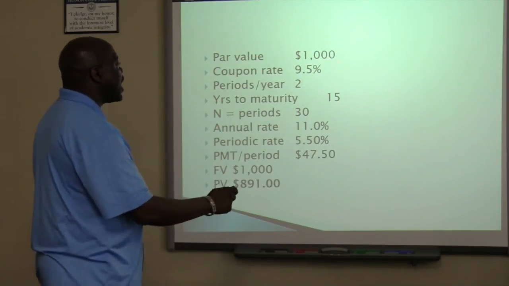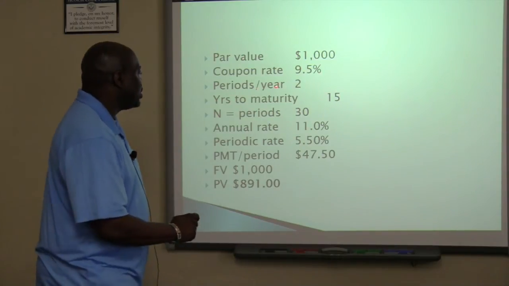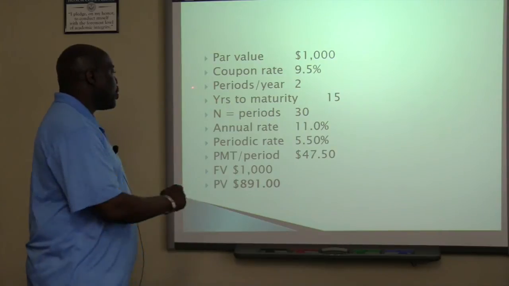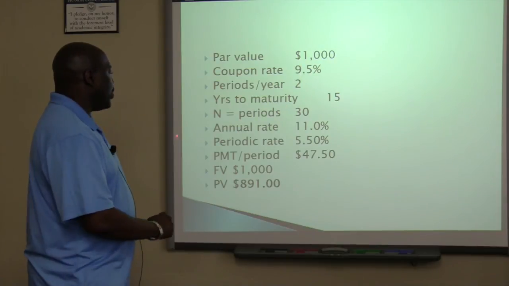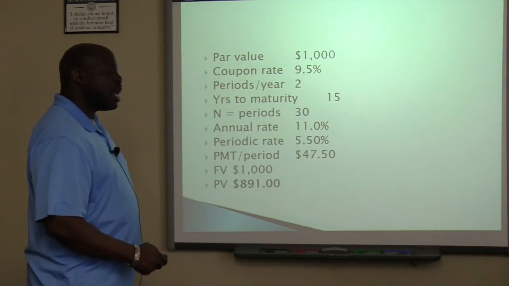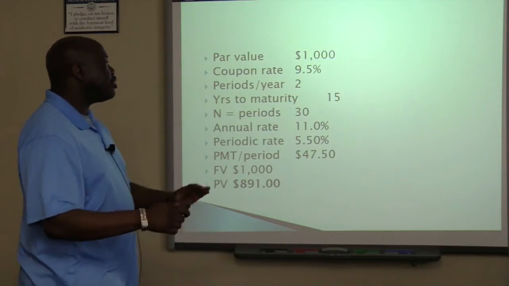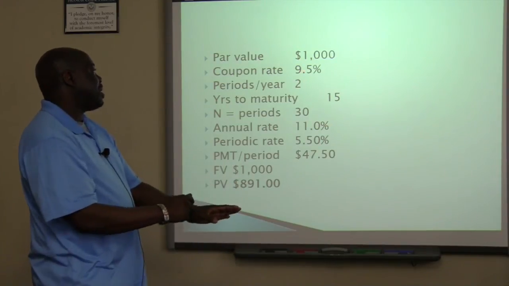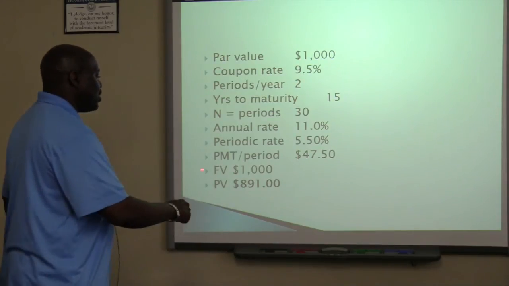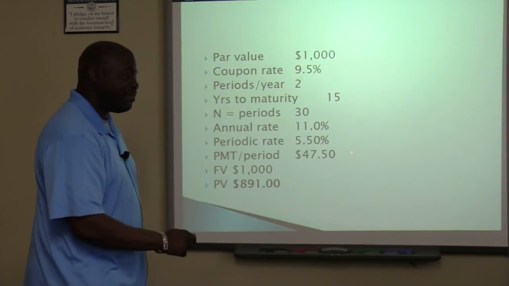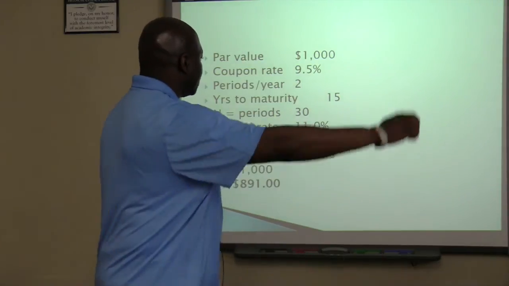Okay, so we know that the par value is $1,000. We have a coupon rate of 9.5%, but it's semi-annual, so it's going to compound twice a year. We have years to maturity being 15, so N is going to be 30. We know that the interest rate is 11%, but we're doing semi-annually, so IY is going to be 5.5%. We get the yearly payment by taking the par value and multiplying it by the coupon rate, but it's semi-annual, so we have to divide that by 2, and we get the payment twice a year is $47.50. Our future value is $1,000. We calculate present value, $892. Okay.